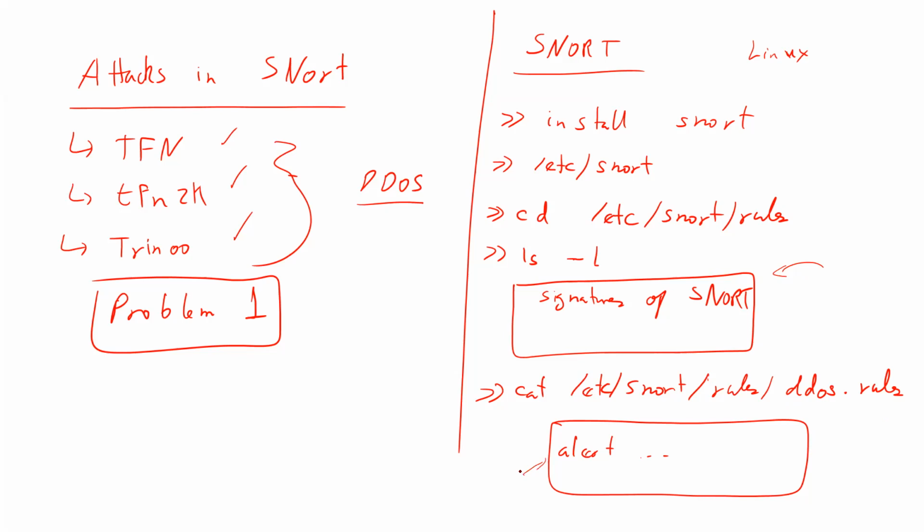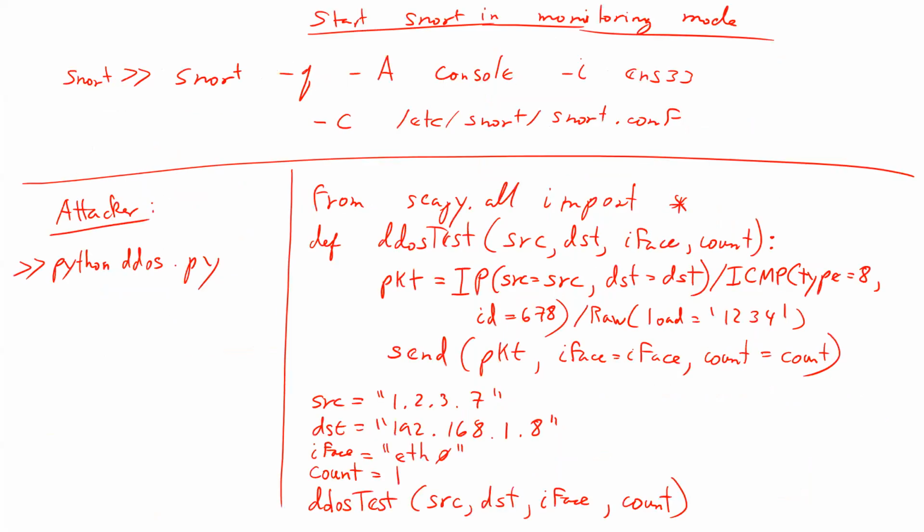Basically, it'll start with an alert, something like that. Okay. Once you have that information, you go into your Scapy program, right? So you can create a script called Python DDoS.py. And this is the code exactly as it would work, right?